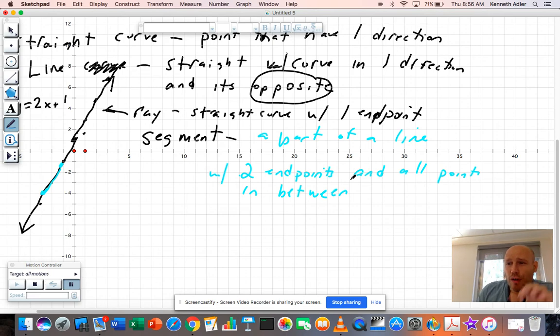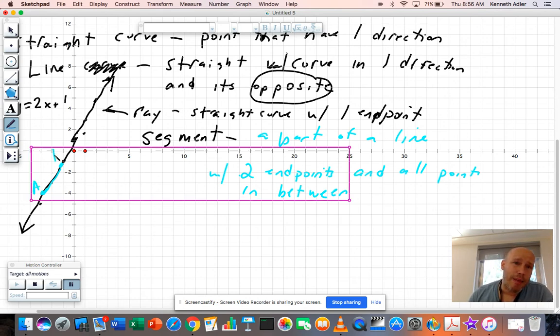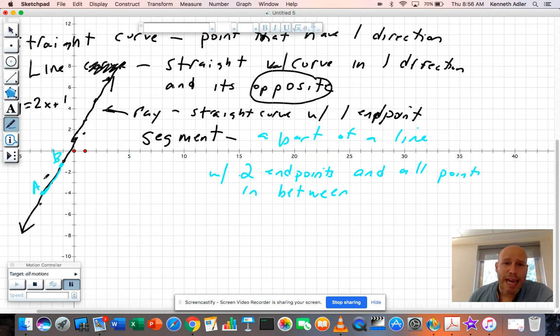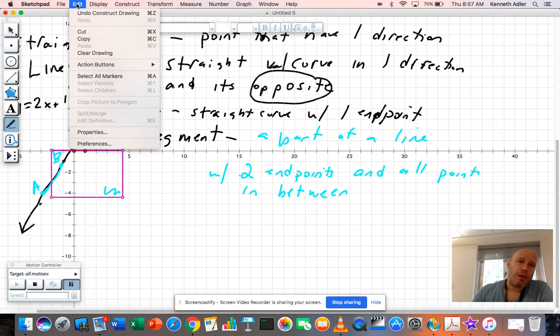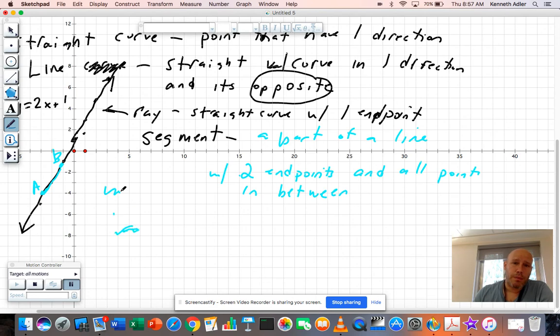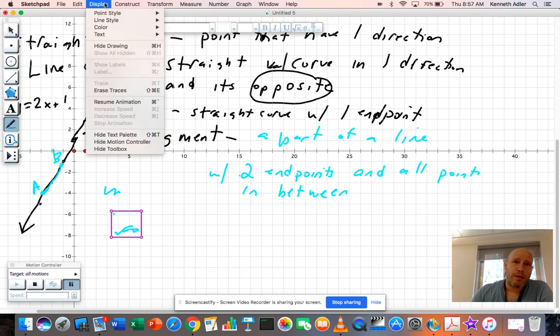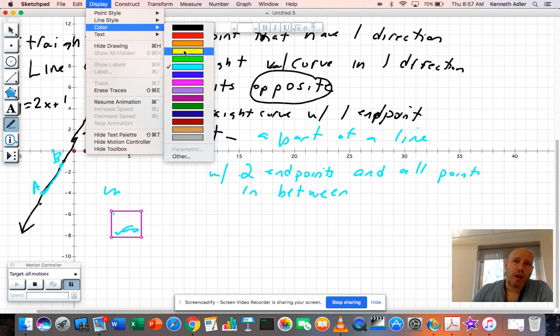I need you to start thinking about the things you see in math class as a bunch of points. So over here, this is endpoint A, this is endpoint B, and in between A and B is an infinity of points. That's the idea of a segment. Okay, let's move on. Let's go back to black.